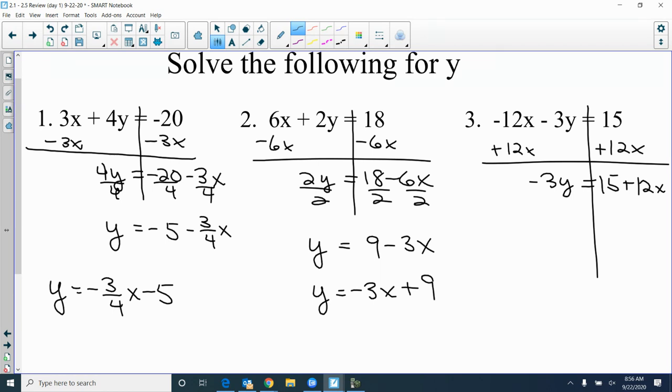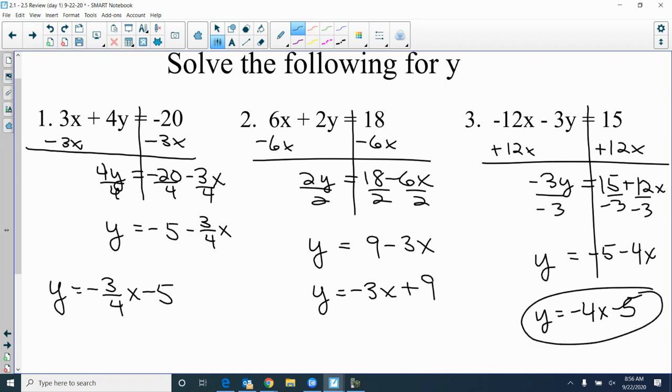Now at this point, you've got negative 3 times y, right? Divide by negative 3. This wants to be our last step, when you get the y by itself, divide. So y equals 15 divided by negative 3, which is negative 5. 12 divided by negative 3 is negative 4. And I'm going to flip the order and get negative 4x minus 5.